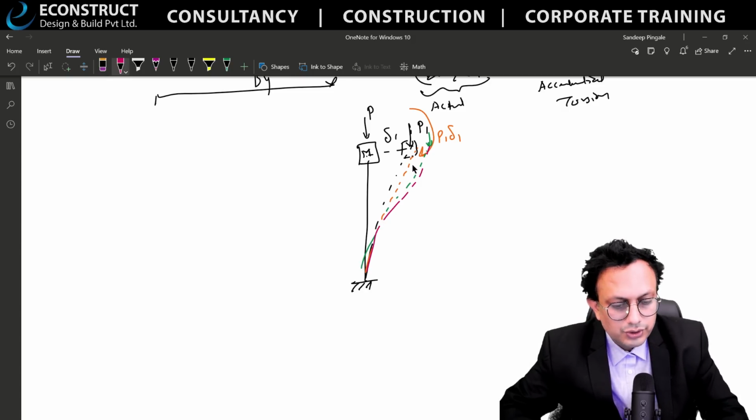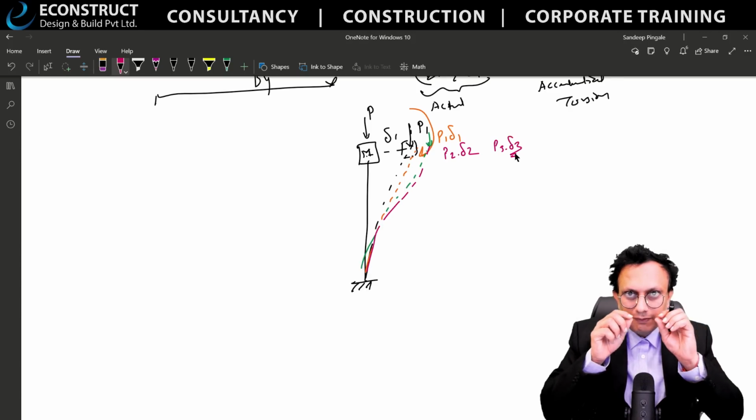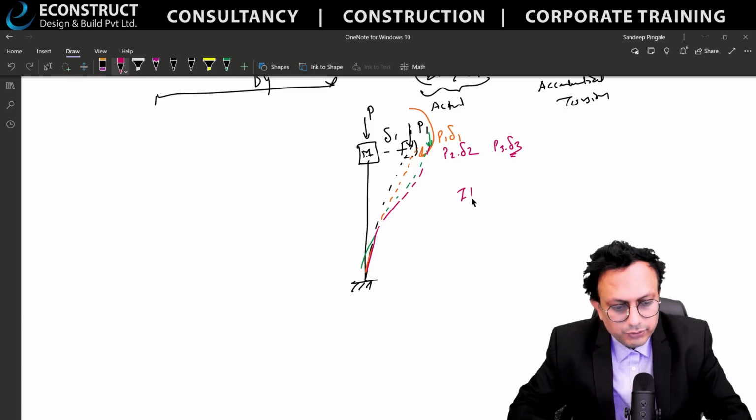Understood? So, up to what extent can you go? P1 into delta 1, P2 into delta 2, P3 into delta 3. Where is it going? It will stop at a certain value. We call it the iterative process.